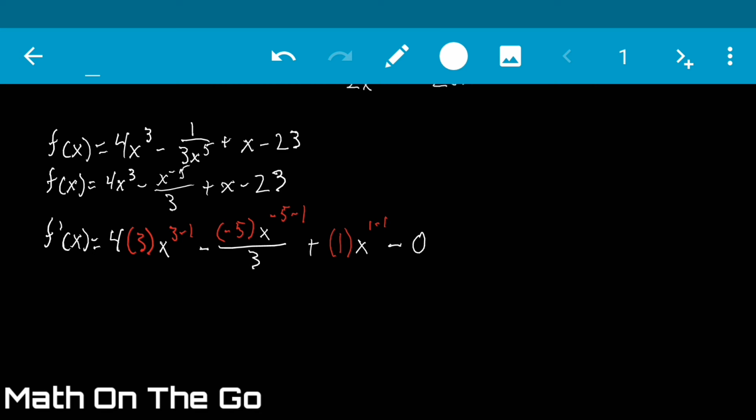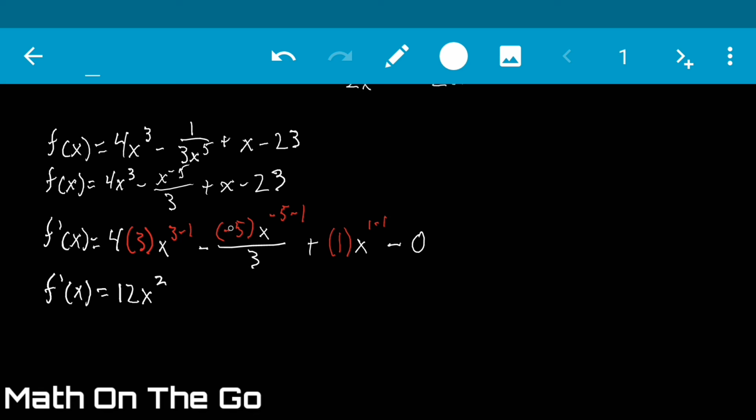All right, so now we just need to mess around with all the stuff that's in red here. F prime of x equals 4 times 3 is 12. X, 3 minus 1 is 2, so 12x squared. We have a -5 and a negative sign, so this is going to be positive 5 x to the -6 over 3 plus, well, we have 1 times x to the power of 1 minus 1, so that's 0. X to the power of 0 is 1. 1 times 1 is 1.